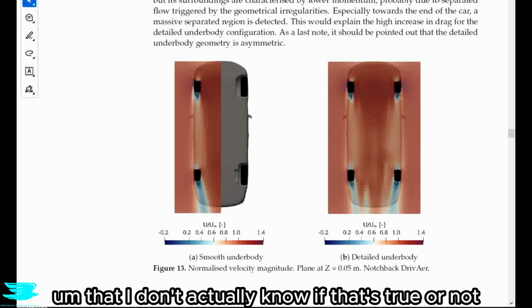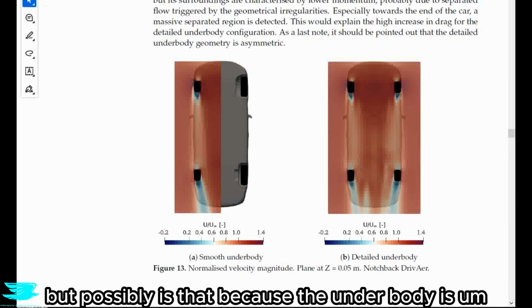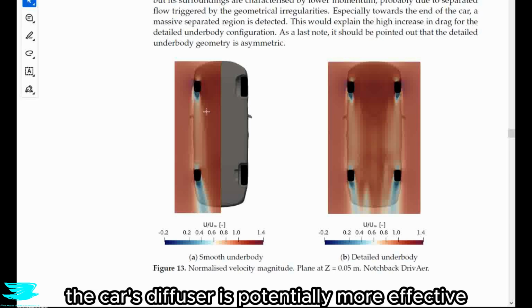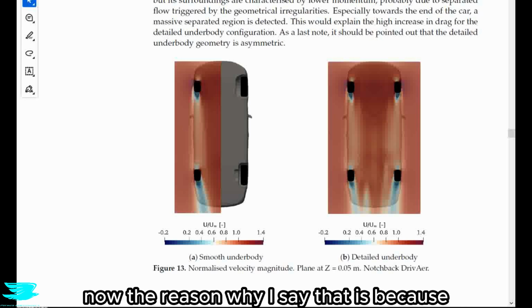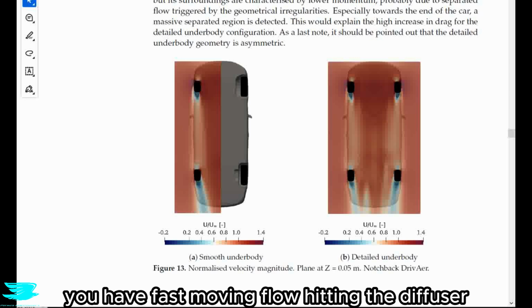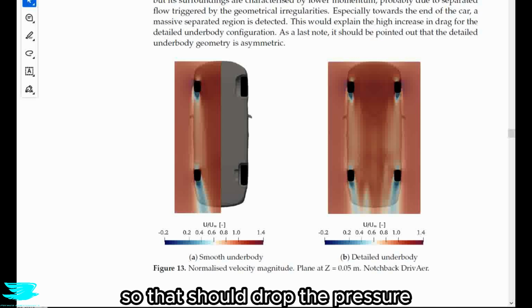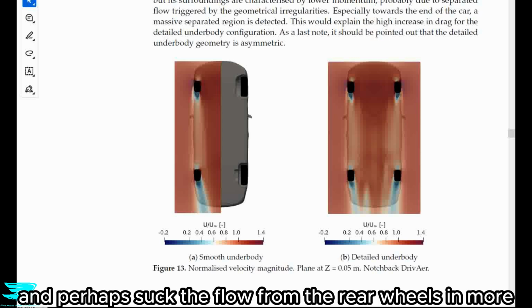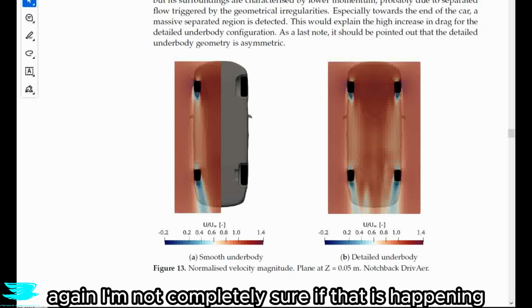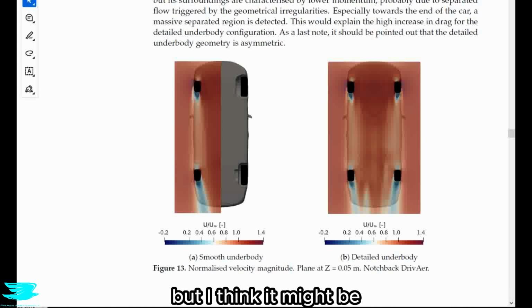The other reason, and I don't actually know if that's true or not, but possibly, is that because the underbody is smooth, the car's diffuser is potentially more effective now. The reason why I say that is because you have fast moving flow hitting the diffuser, so the diffuser has more energy to work with. So that should drop the pressure and perhaps suck the flow from the rear wheels in more. Again, I'm not completely sure if that is happening, but I think it might be.